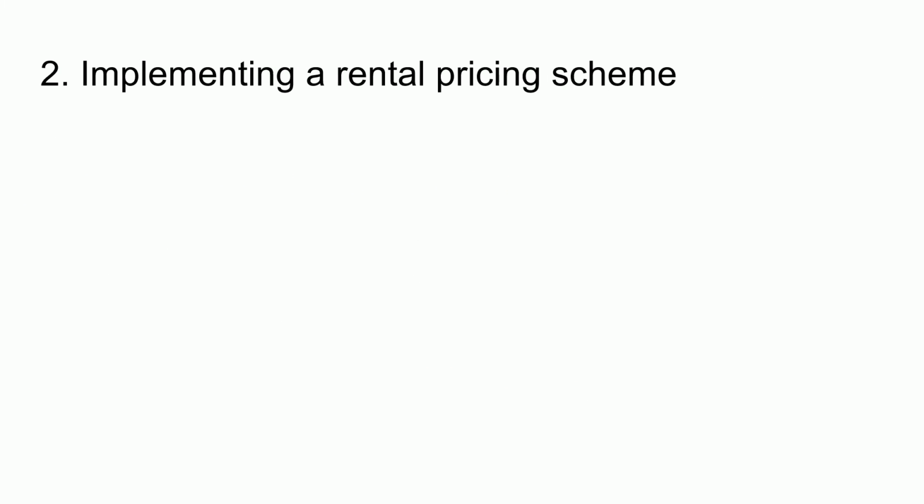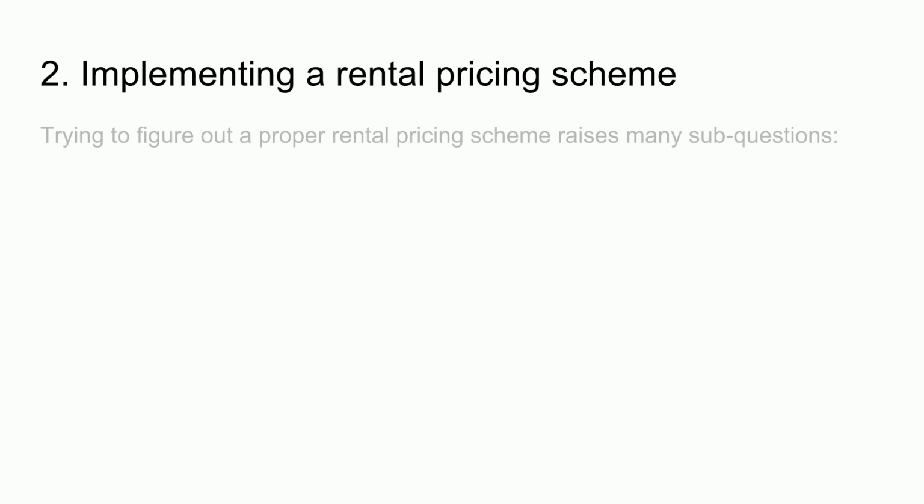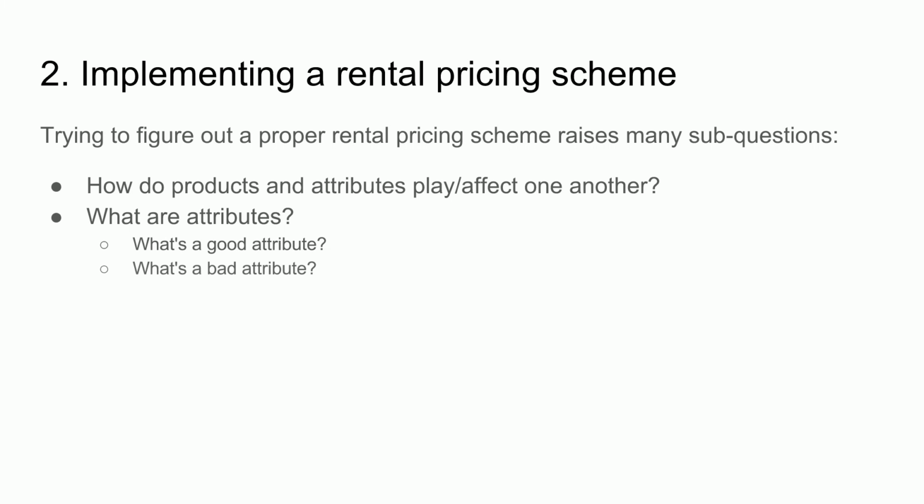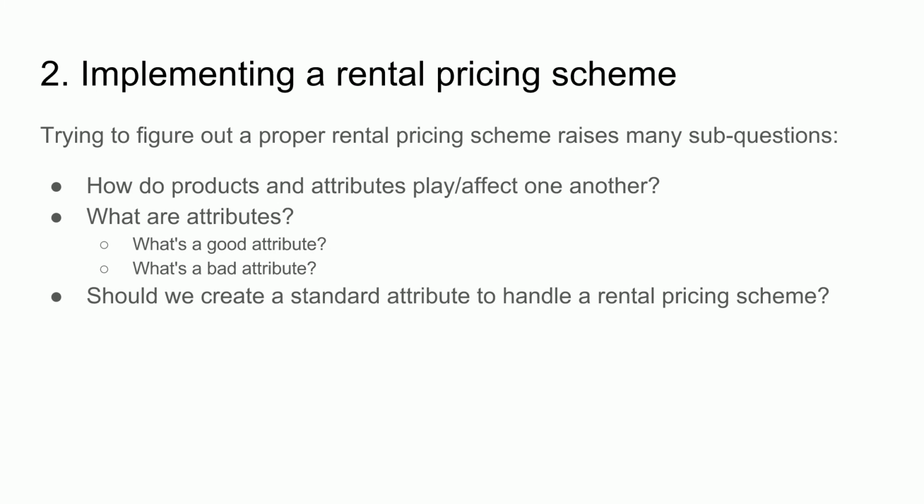All right, implementing the rental scheme. I better spin up here. Trying to figure out the rental scheme raises many sub-questions, but we spoke about a lot of those. What's the difference between product, attributes? Does the attribute change the product? What's a good attribute? What's a bad attribute? There is such a thing as bad attributes. Should we create a standard attribute to handle the rental price scheme? So if I'm selling T-shirts, or if I'm selling, well, we'll see that.